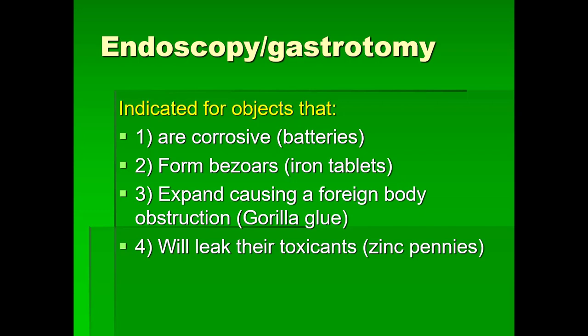Iron tablets, they tend to form big lumps, like a heavy stone. Those are also very difficult to remove from the stomach. Things that will expand and cause a foreign body obstruction, like Gorilla Glue, and some toxicants like pennies that will leak their zinc slowly, and unless you go directly into the stomach and pull them out, you're not going to do it any other way.